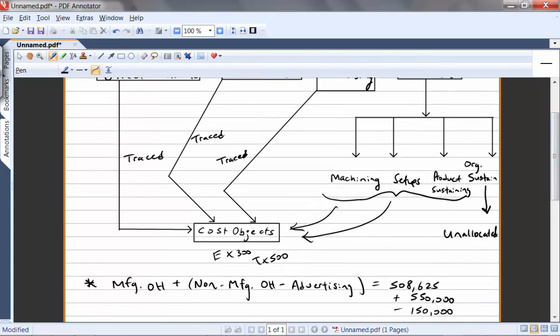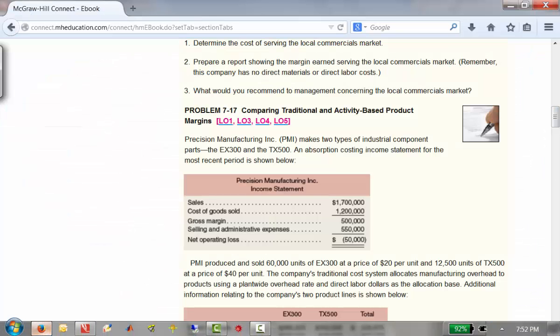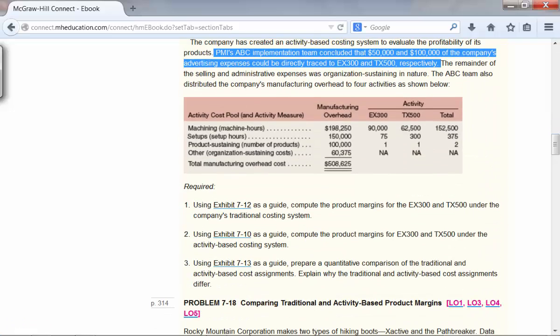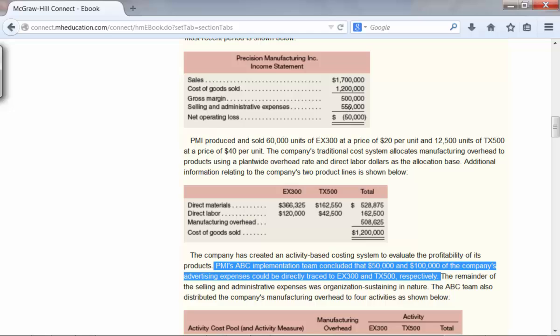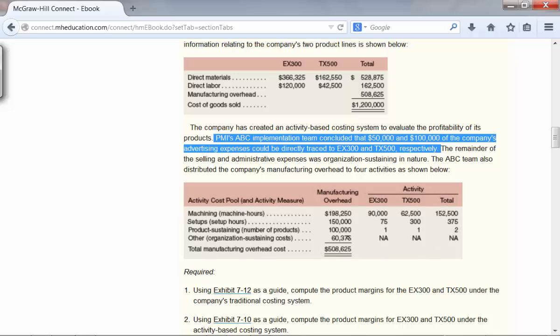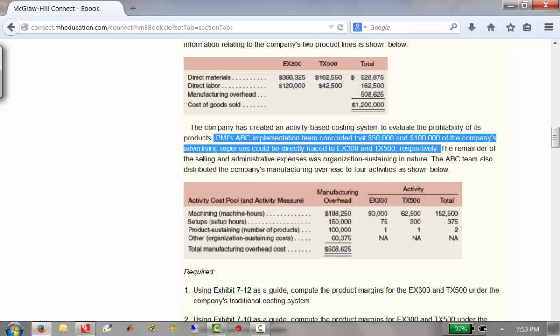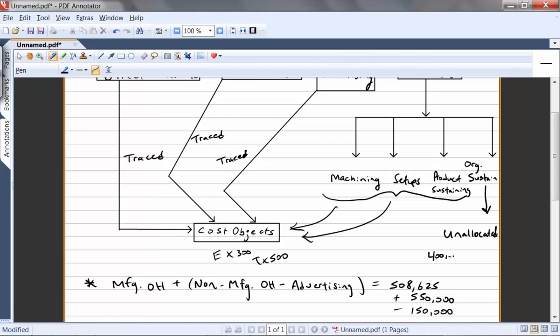So, how much of that stuff is unallocated? Well, if we go back here and look, all of this is allocated. It's manufacturing overhead. And then we know 150,000 of the 550 of the SG&A is directly traced. So that leaves 400,000 of this that's unallocated, along with this 60,375 that's unallocated. So 463,750 would be the unallocated portion. 400,000 of the non-manufacturing overhead is unallocated, and 60,375 of the manufacturing overhead is unallocated. This is the stuff that's unallocated. That's just expensed immediately in the period incurred.